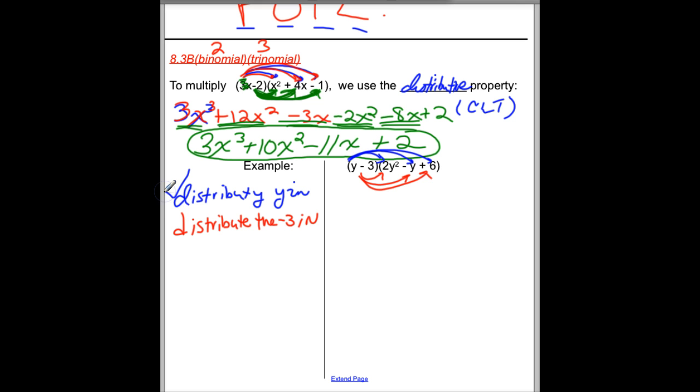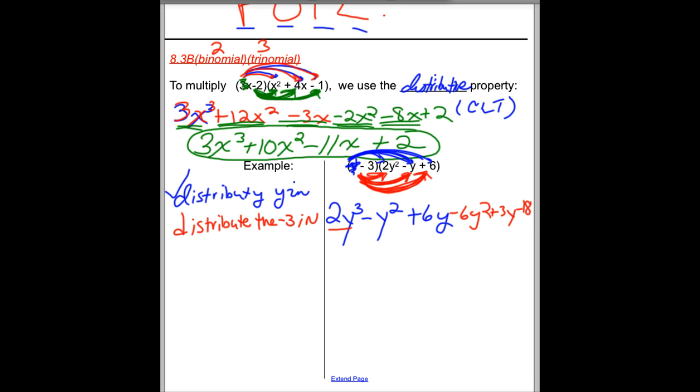Let's hop that y on in. Hippity hoppity. We've got 2y to the third, because there's a 1 on that one. We've got y times y with one negative sign, giving us a minus y squared. Then we've got a plus 6y. Then we're going to ignore that first term, and hop that negative 3 in, giving us a minus 6y squared. A negative times a negative gives us a positive, so we will have a plus 3y. And on the end, with multiplying them, we get a minus 18.